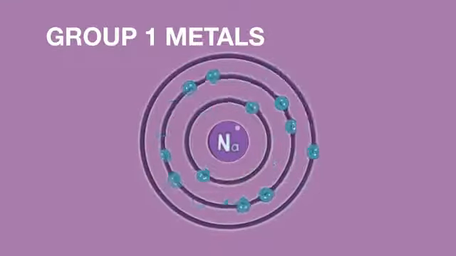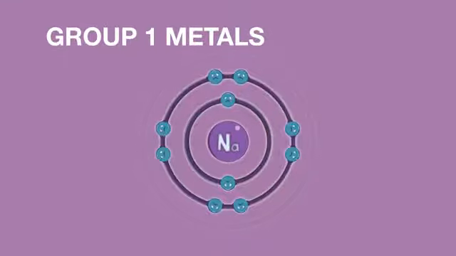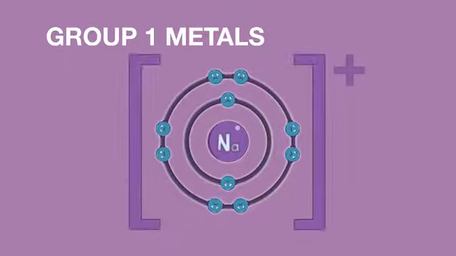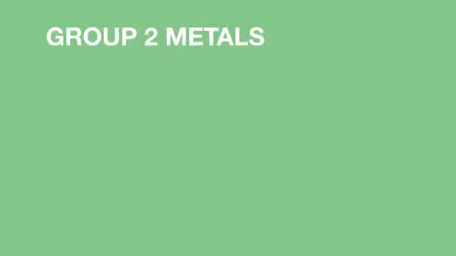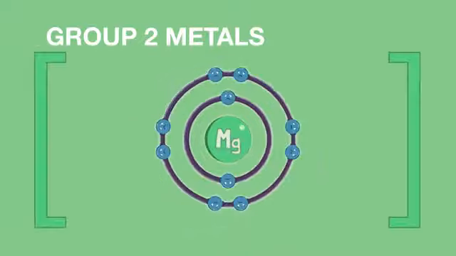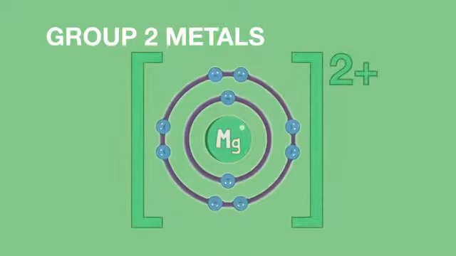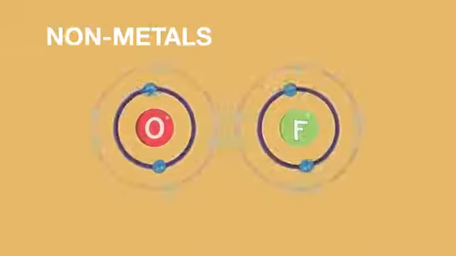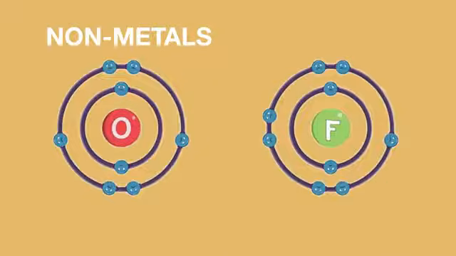Group 1 metals, such as sodium, have one valence electron, and they lose this electron to form ions with a +1 charge. Group 2 metals, such as magnesium, have 2 valence electrons, and they lose these electrons to form ions with a 2+ charge. Oxygen and fluorine are both nonmetals.